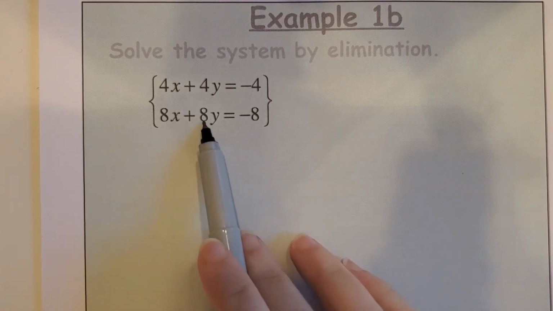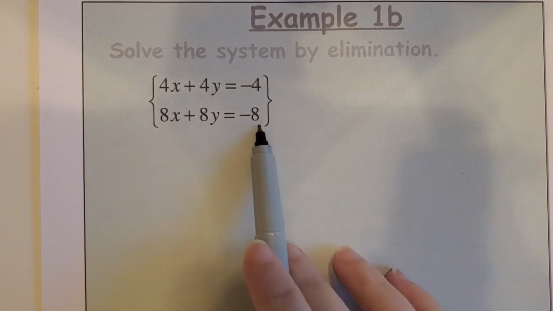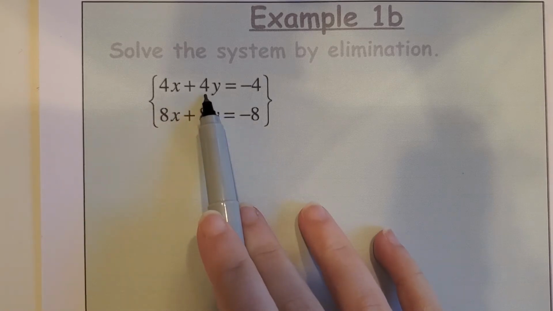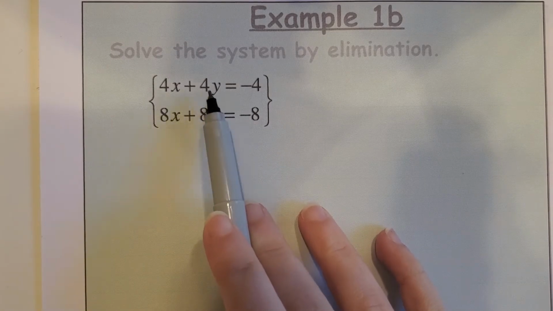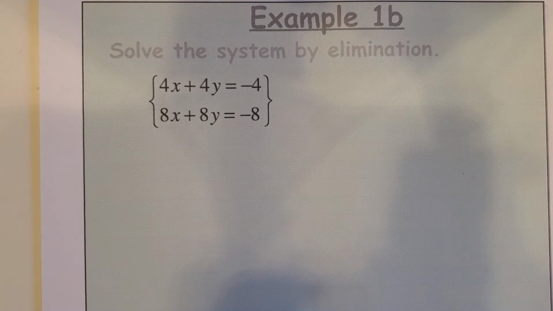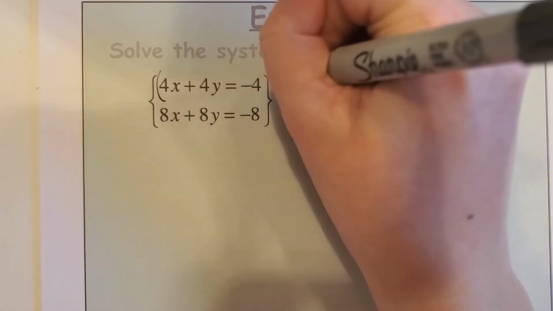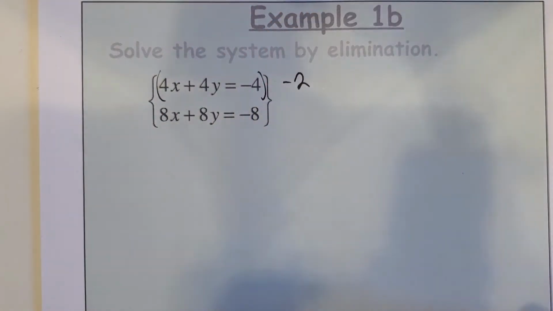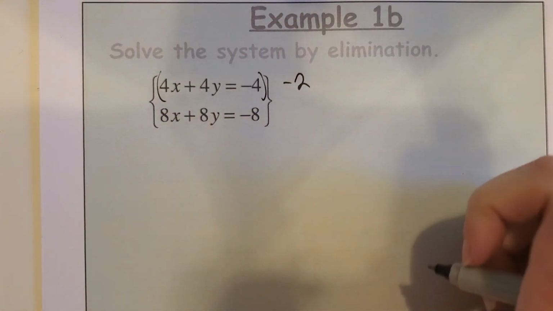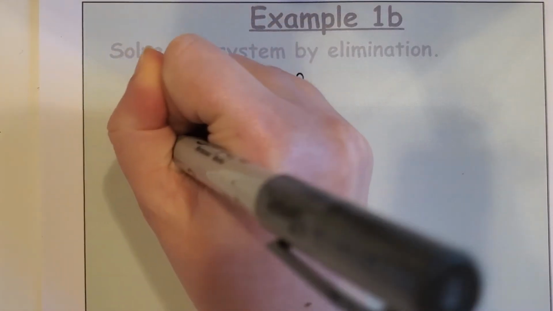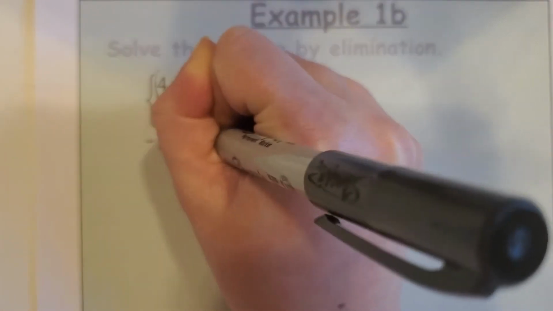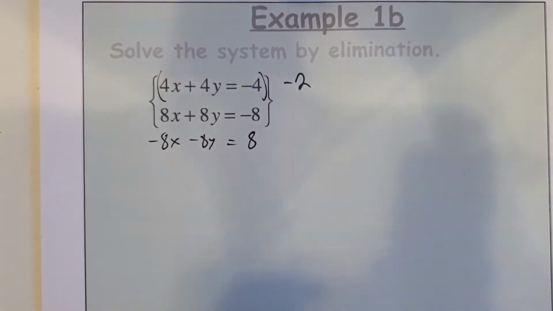So since this second equation already has +8, we're going to leave it alone. We want this coefficient on the y to not only be 8, but -8 in order for them to cancel. So 4 times what is going to get us -8? It's actually -2, again. So when you do all that multiplication, -8x minus 8y equals +8.